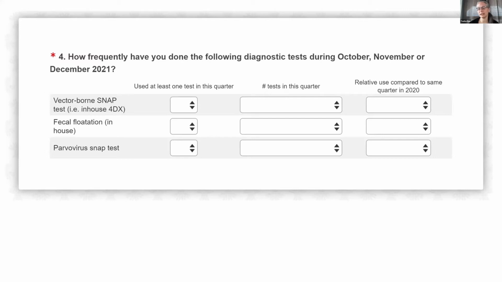Similarly, with fecal flotation, we found that about 75% of clinics were also doing their own in-house fecal flotation and may or may not be reporting that anywhere either. So we wanted to capture some of that baseline information of what kind of testing is being done. So those are the types of information.